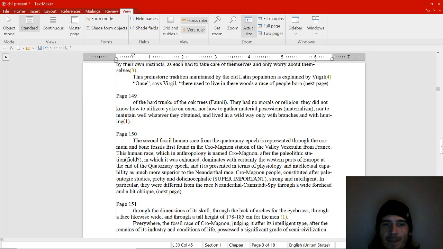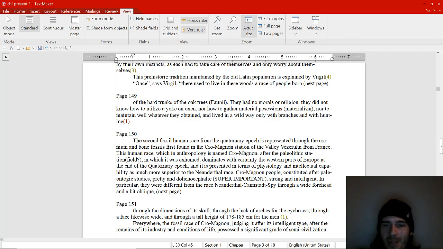The second fossil human race from the Quaternary epoch is represented through the cranium and bone fossils first found in the Cro-Magnon station of the Valley Vézère from France. This human race, which in anthropology is named Cro-Magnon after the Paleolithic station or field in which it was exhumed, dominates with certainty the western parts of Europe at the end of the Quaternary epoch, and it is presented in terms of physiology and intellectual capability as much more superior to the Neanderthal race.